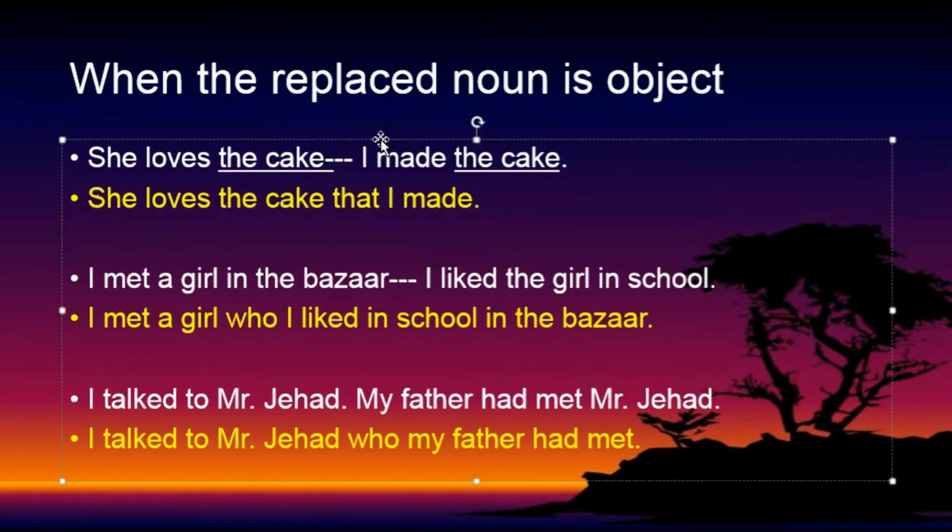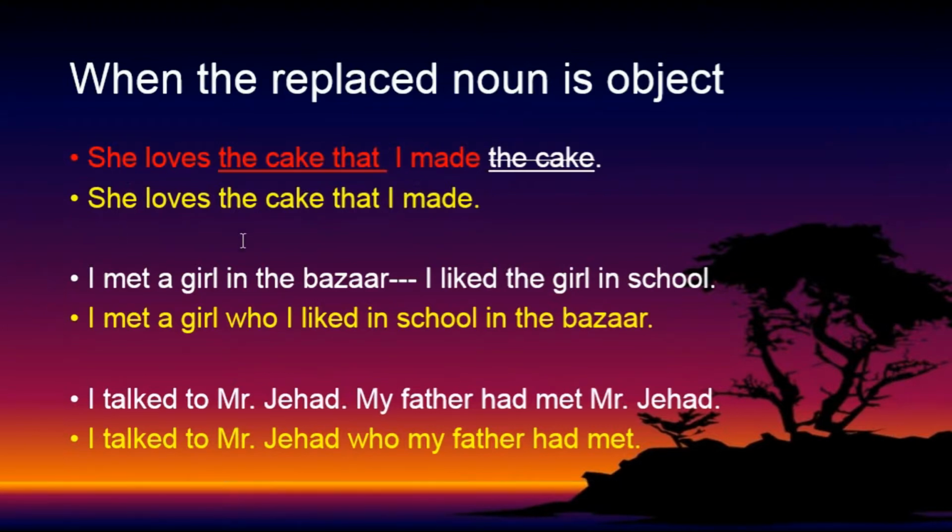So you do the same procedure. You rewrite the first sentence because the cake is a thing. So I can use that, right? Or which, right? I can use it here. Then I remove this, okay? I delete this part and I will be left with the cake that, right? That I made, okay? So that's what I will be left with. She loves the cake that I made.